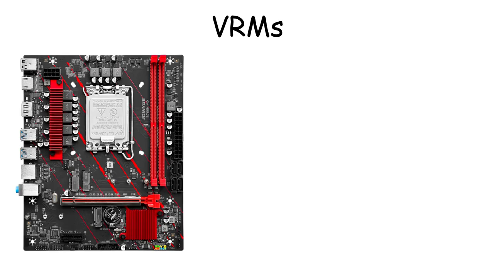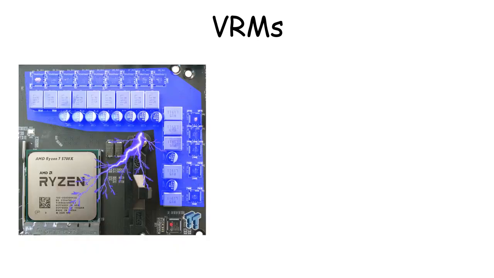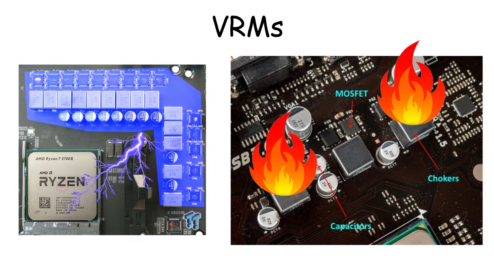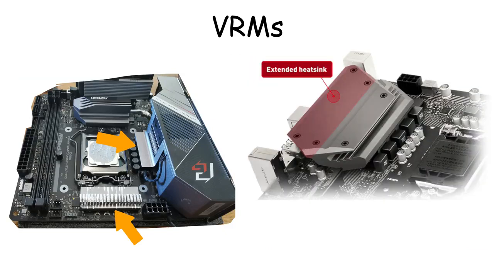Now, if you look around the CPU socket, you will notice several small square components grouped together in rows. These are part of the VRM, which stands for Voltage Regulator Module. The VRM controls and stabilizes the electrical power that goes into the processor. Since these components work with power constantly, they can generate a lot of heat, which is why on most motherboards they are covered by metal blocks called VRM heatsinks.